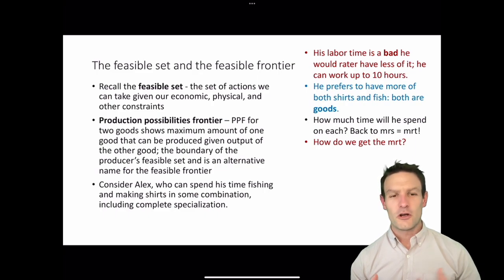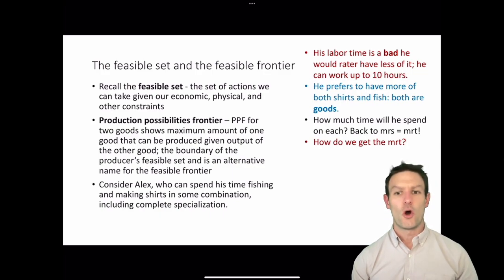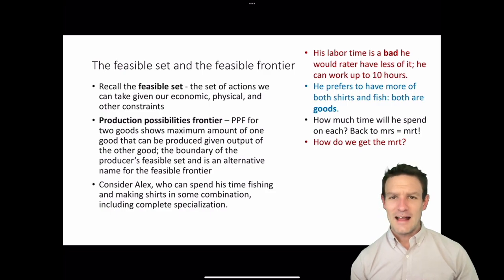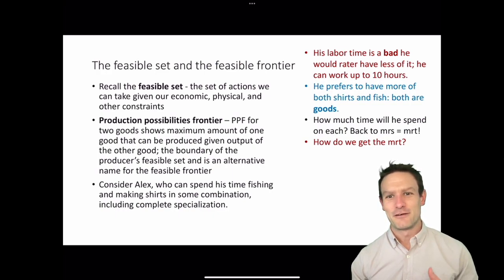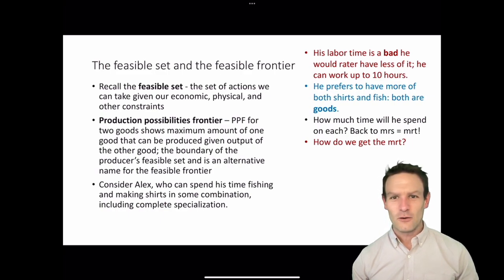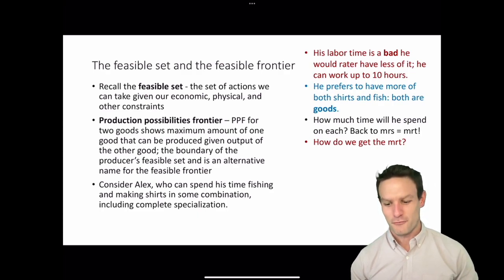Okay, so we're going to consider Alex, who can spend his time fishing and making shirts in some combination, including complete specialization, either making only shirts or only fishing. Now, for Alex, we've got the following few ideas. Basically, his labor time is bad. He would rather have less labor time. Now, the thing is he can work up to a maximum of 10 hours. Now, he prefers to have more of both shirts and fish. Both shirts and fish are goods. Okay, so that's in terms of his preferences.